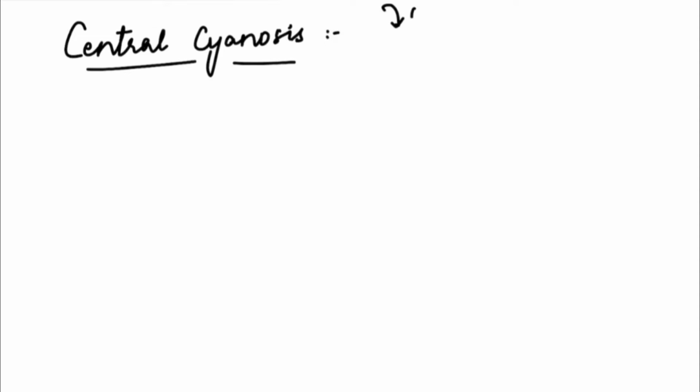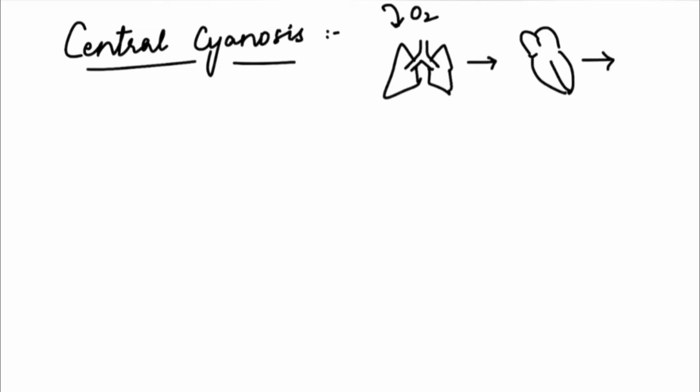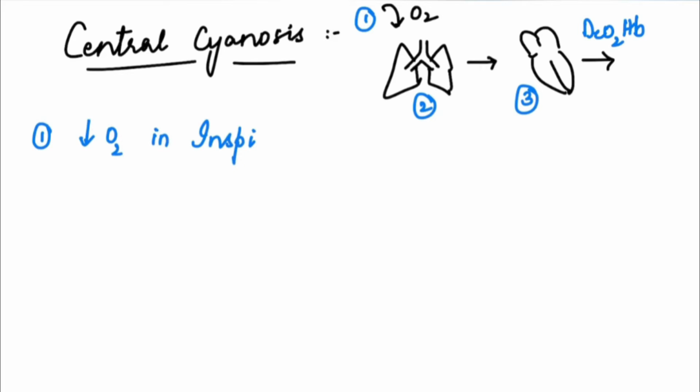In central cyanosis, the blood that is being pumped out from the heart already contains deoxygenated hemoglobin. There could be 3 causes for this. The first cause is when the inhaled air already contains a lesser amount of oxygen. The second cause could be when there is abnormal oxygen delivery, and the third cause is when there are right to left shunts. So the first cause is decreased oxygen content in the inspired air, like high altitude and smoke inhalation.